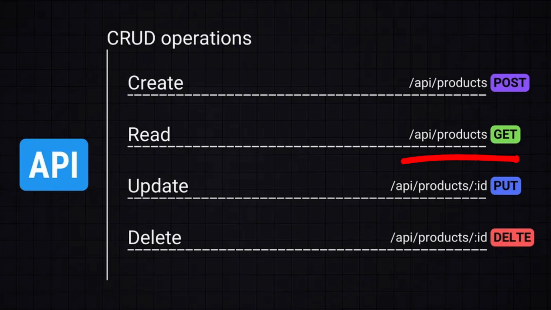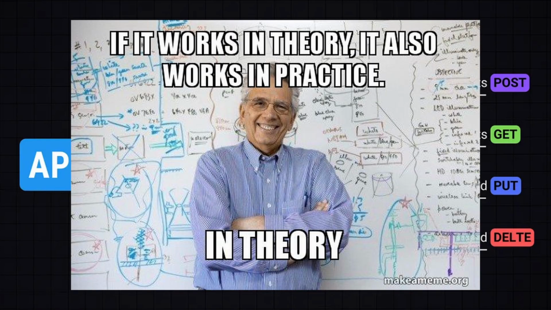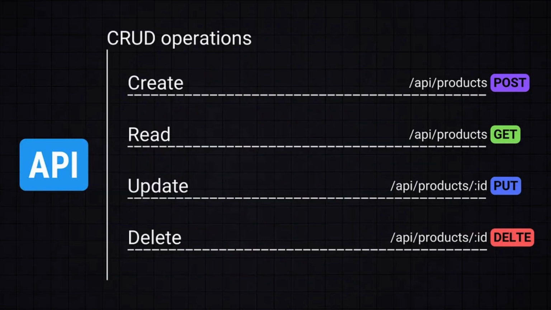Read, GET /api/products, fetch all of the products. PUT /api/products/:id, update the one typo in your product description. DELETE /api/products/:id, say goodbye to the overpriced banana stand. It's simple in theory, but in practice, well, let's just say not all APIs are created equal.